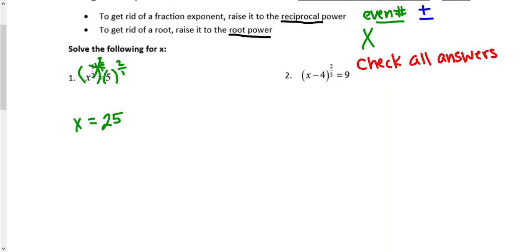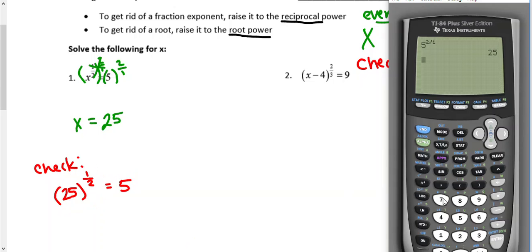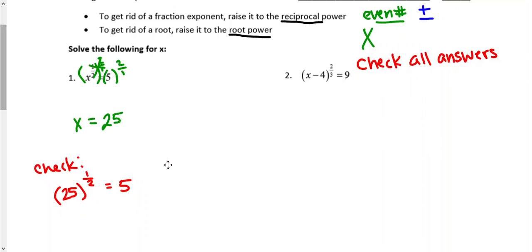Before I put a box around it, I'm going to check. So when I plug that back in, I get 25 to the 1/2 power should equal 5. This is when I use my calculator. So parentheses 25 to the 1/2. Enter, 5. So yes, my answer in this case is x equals 25.